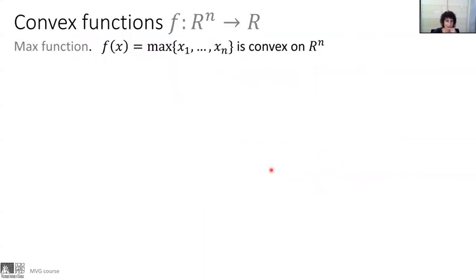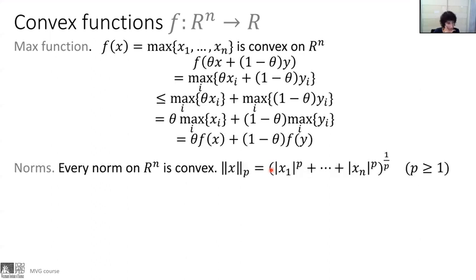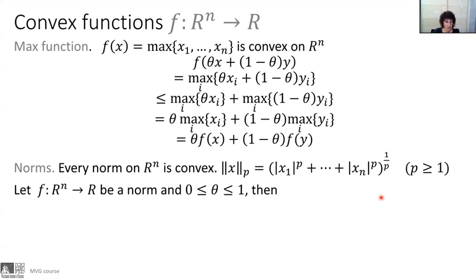A few other examples. If I take the max function of the elements x1 to xn, we can show that this is a convex function. Sorry that I'm skipping. This is important, so I'll speak about it. Any norm in Rn, where p is greater than 1, and also as p tends to infinity, like what we wrote here, is a convex function. Why is it true?